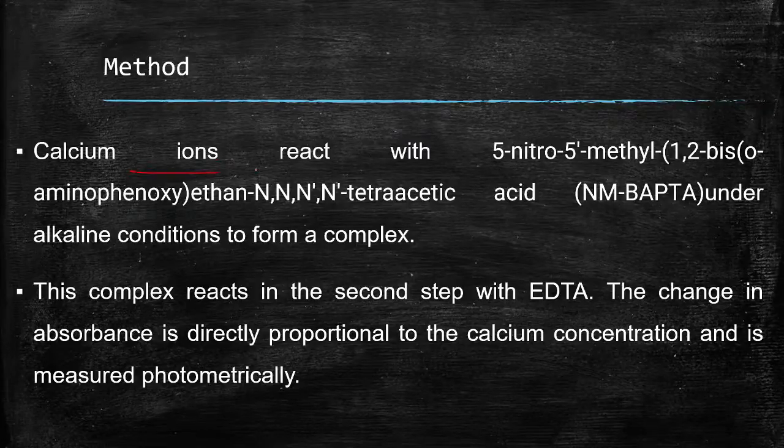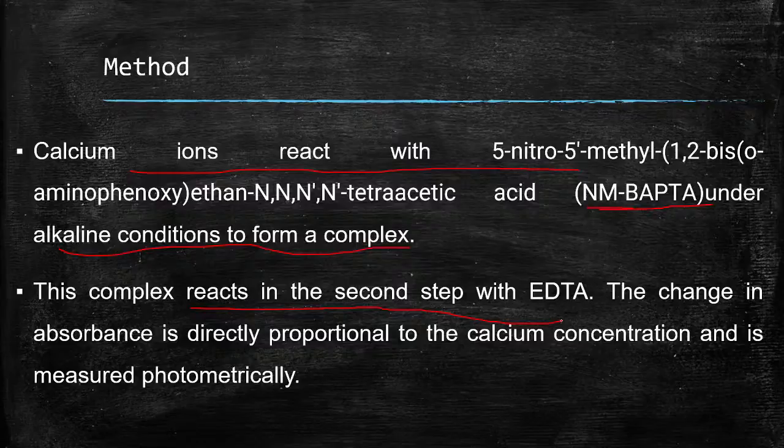Calcium ions react with 5-nitro 5-methyl BAPTA, the nitro-methyl derivative of the tetraacetic acid, so this is called BAPTA. So this is under alkaline condition to form a complex. Calcium ion reacts with this NM-BAPTA to form a complex. So this complex reacts with EDTA. So the change in absorbance is directly proportional to the concentration and is measured by photometric method.